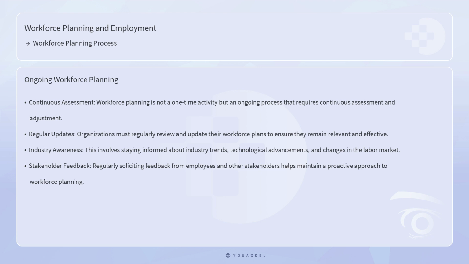This involves staying informed about industry trends, technological advancements, and changes in the labor market, as well as regularly soliciting feedback from employees and other stakeholders. By maintaining a proactive approach to workforce planning, organizations can anticipate and respond to changes more effectively, ensuring that they have the talent needed to succeed in the long term.